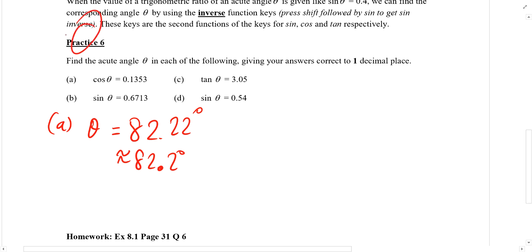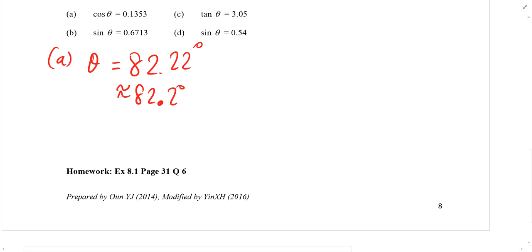So these are your homework questions: practice 5 and practice 6, as well as question 6. 3 questions. Do we have lesson tomorrow? Do tomorrow.